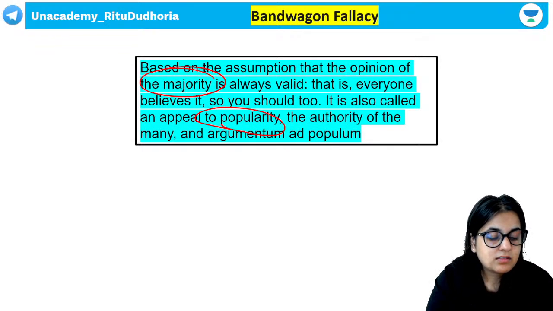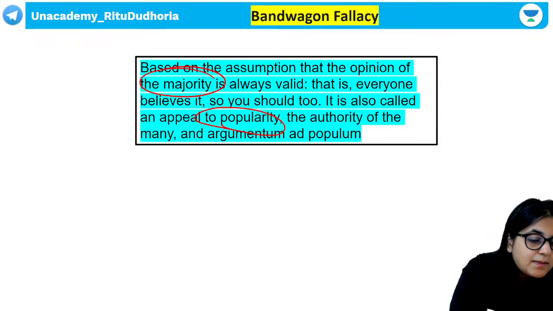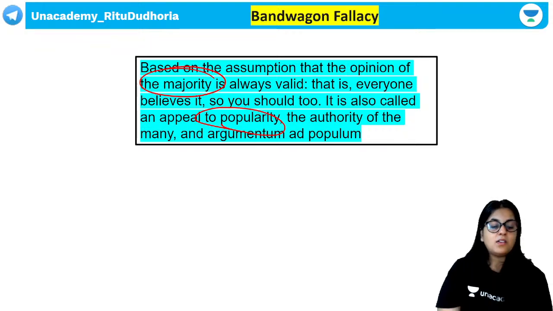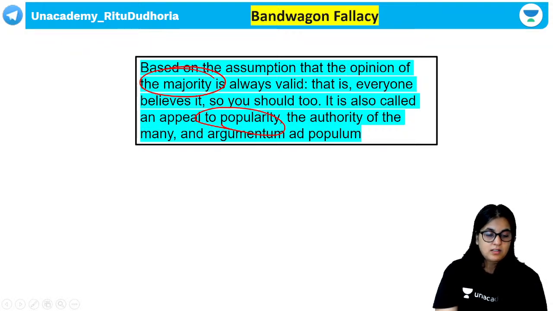Bhed chal. Got it? Did all of you understand this? Guys, clear with all the different types of fallacies? Yes, I hope all of you have understood this.